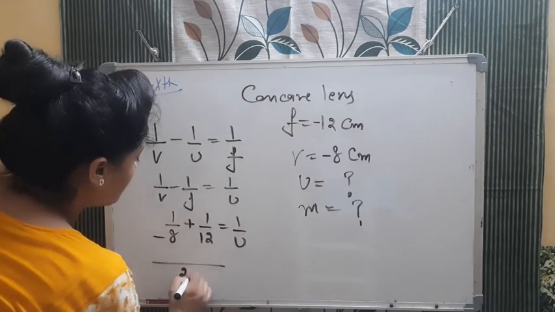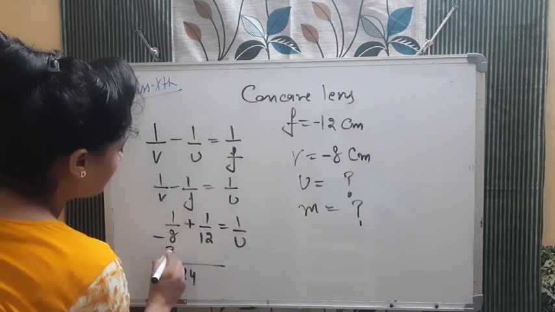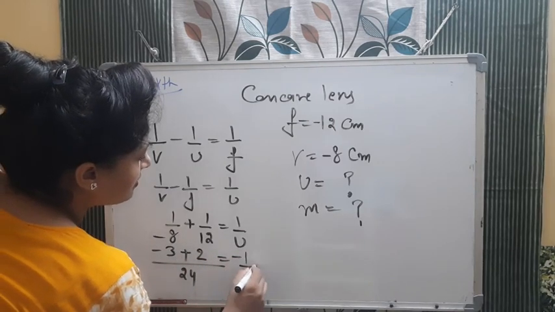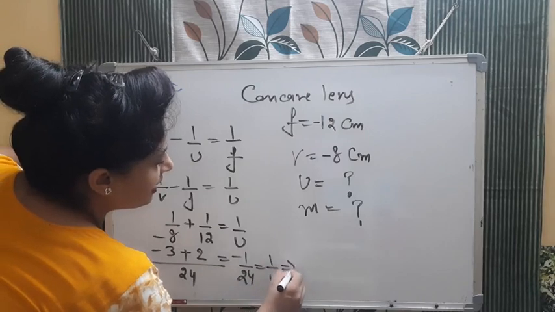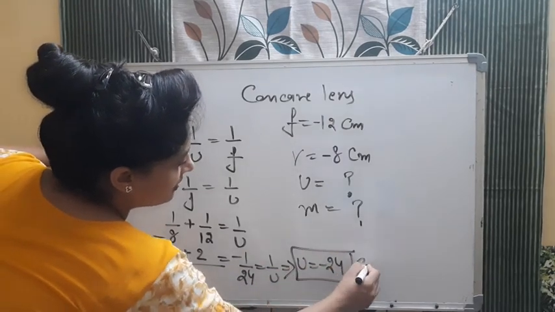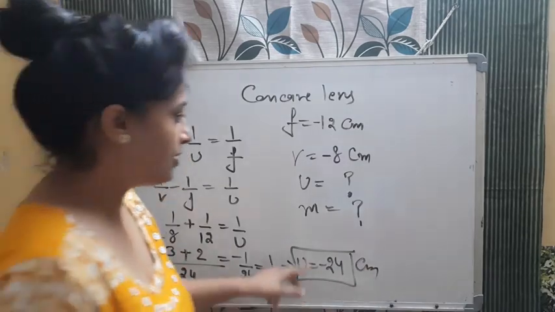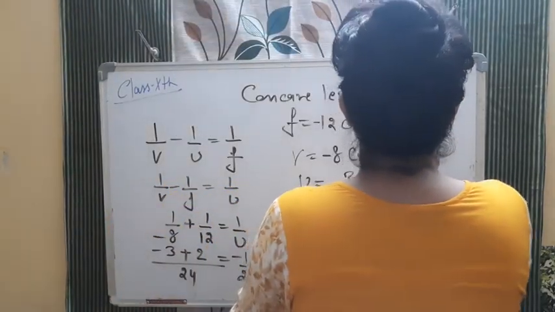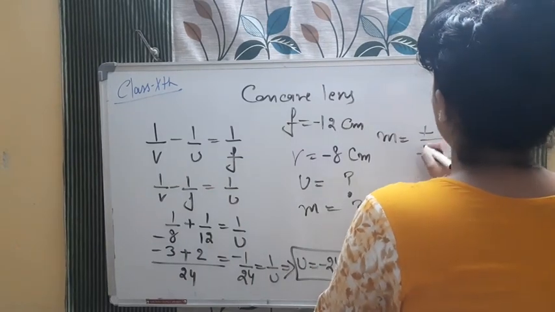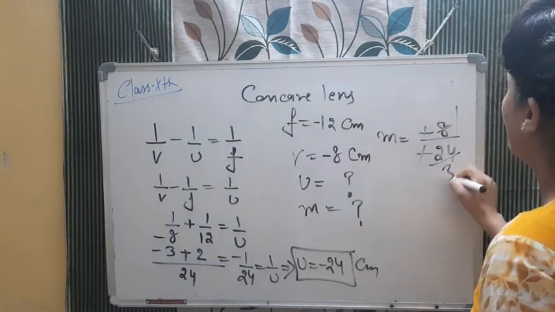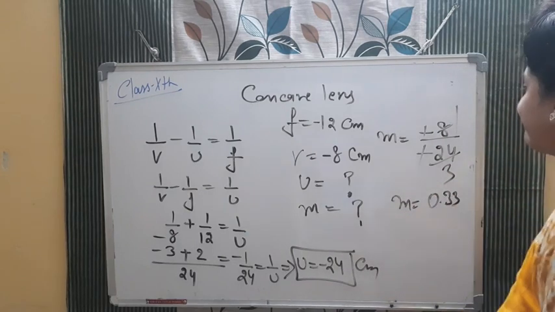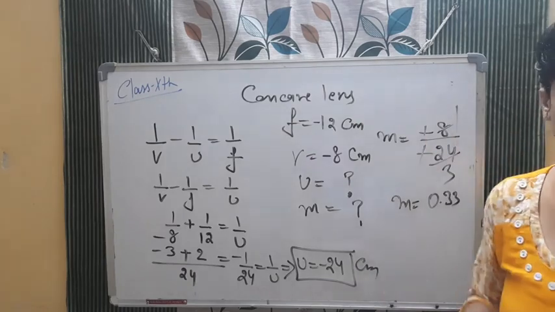So from here, 24, take LCM, minus 3 plus 2. So it will be minus 1 by 24 is equal to 1 by U. When you reciprocate, what you will get? U is equal to what? Minus 24 centimeter. So U you know, now you need to calculate M. M will be what? V by U. V is minus 8, U is minus 24, minus minus cancel, 1 by 3. So M will be 0.33. Yeah, this will be magnification. So this is the question.